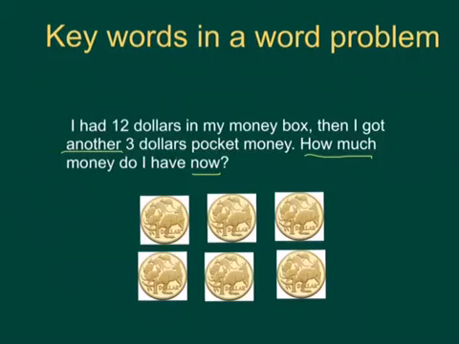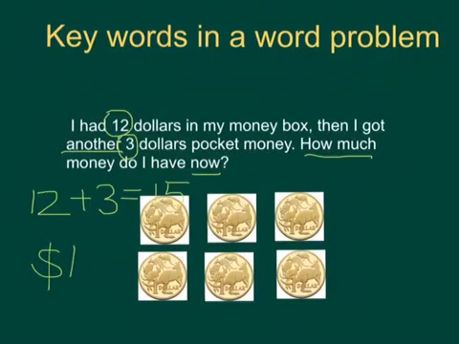I had $12, so we start with 12. Then I got another $3. So plus, because we're joining them together, 3 equals. So if I hold 12 in my head and count on 3, 12, 13, 14, 15. The answer is 15. They now have $15 in their money box.